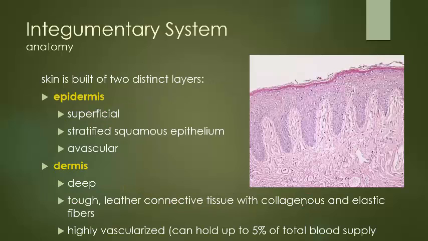So now let's take a look at the layers of the skin. There are two distinct layers. The most superficial layer is the epidermis. And that one is built of a stratified squamous epithelium. And it is an avascular tissue. So if you remember, epithelial tissues are avascular. A meaning without. Vascular, what is that a reference to? Yeah, you got it. That means no blood vessels.